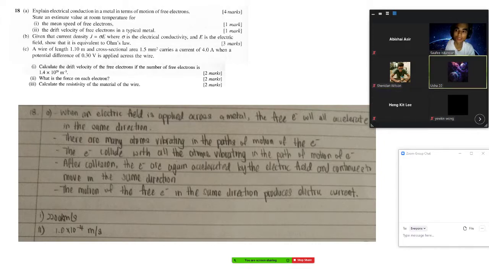Explain how electrical conduction is measured in terms of motion of free electrons. State the estimate value of room temperature. First of all, when the electric field is applied across the metal, the free electrons will be accelerated in the same direction. This one is correct, they will be accelerated in the same direction.